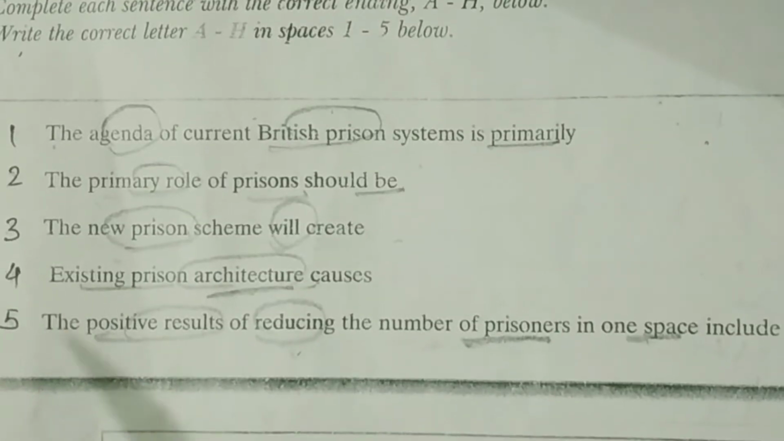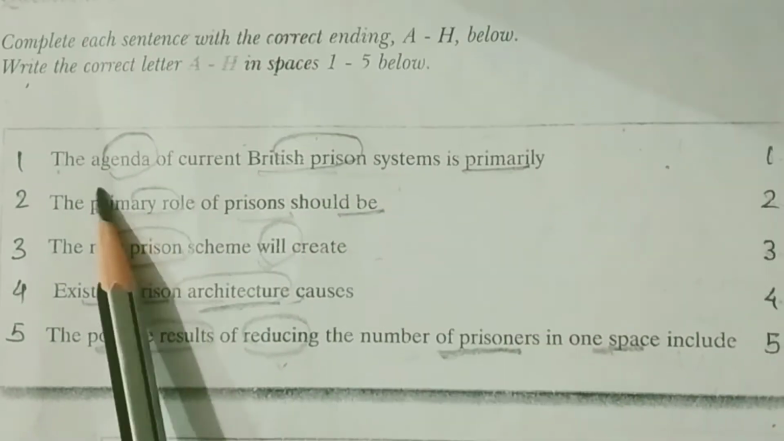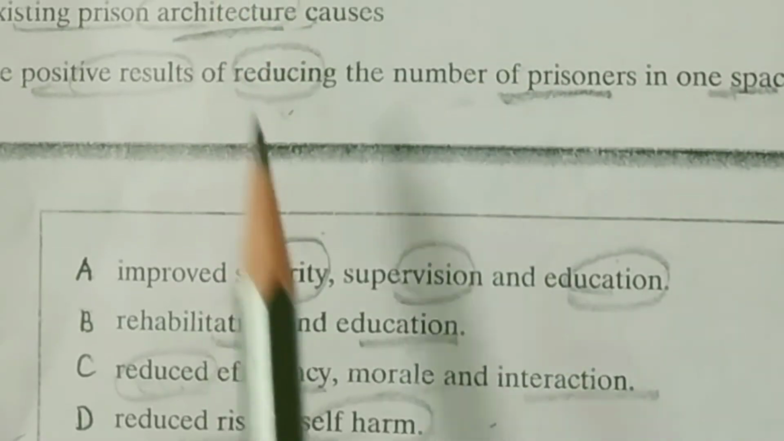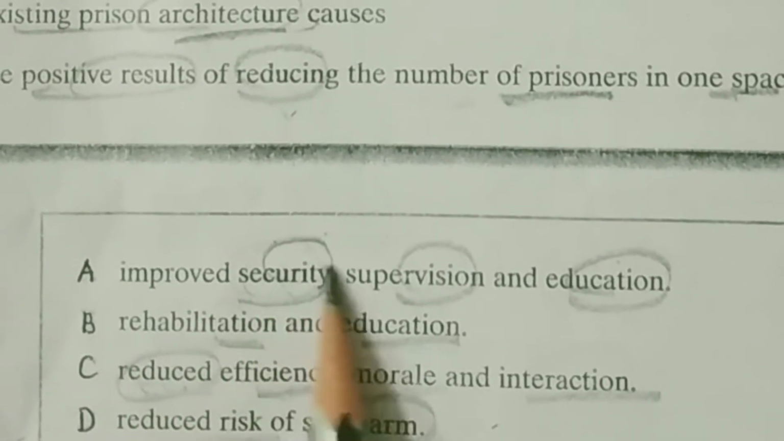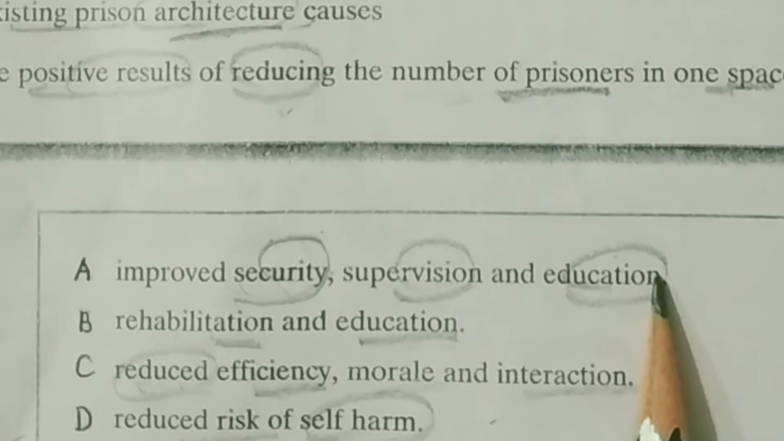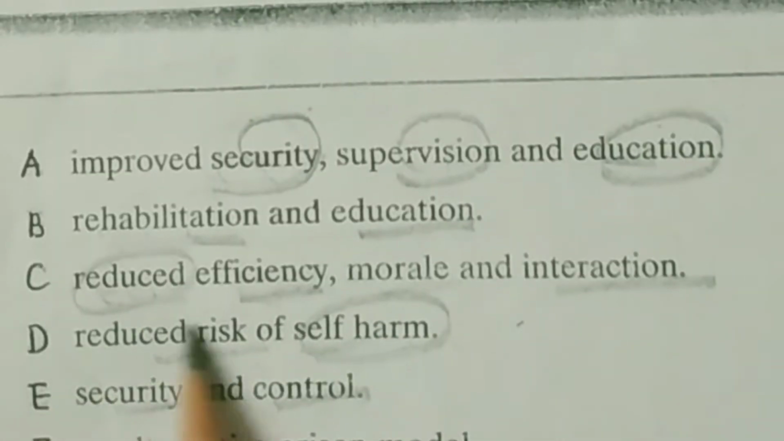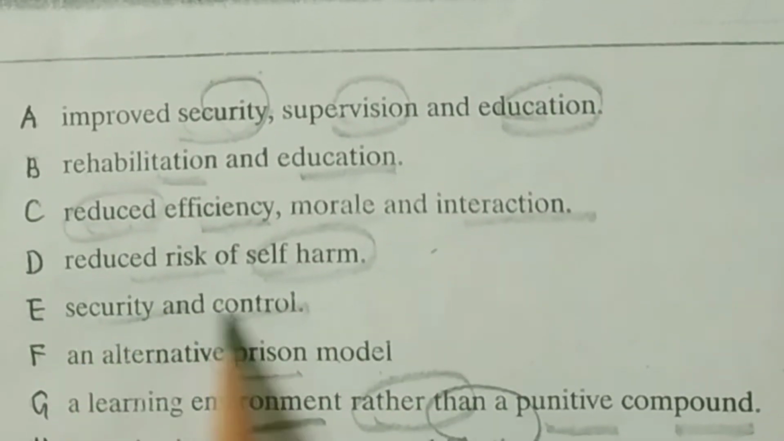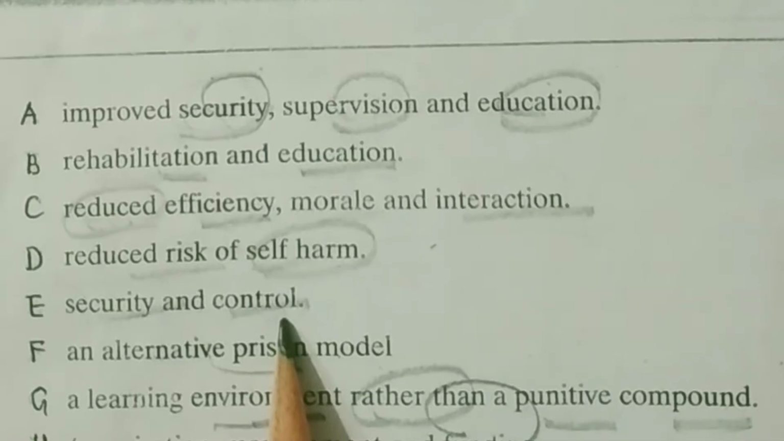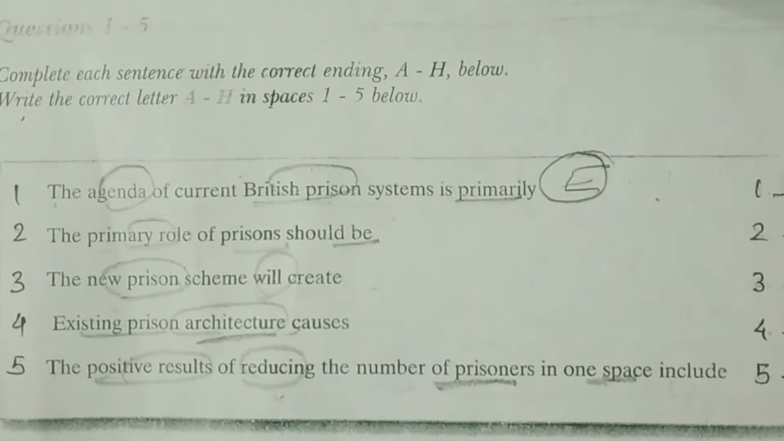What was my first question? My first question was the agenda of the current British prison system is primarily. So the current means the new prison system. Let's go for improved security. Yes, security was written. Supervision and education, no, there was no supervision or education. Rehabilitation and education. Reduced efficiency, morale and interaction. Reduced risk of self-harm? No. Security and control? Yes, it can be the answer. Let's write down E as the answer to question number 1.